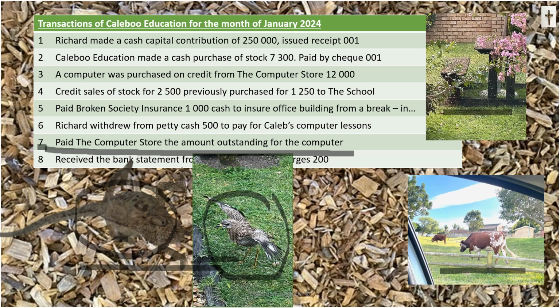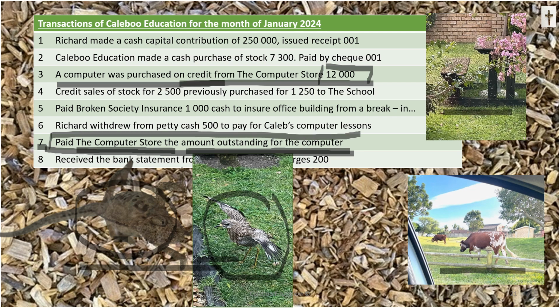The bookkeeper paid the computer store the amount outstanding for the computer. If we look back at number 3, a computer was purchased on credit from the computer store, 12,000. Credit, buy now, pay later. But later on in the month, Caribou Education paid the computer store for the computer, which had been bought on account.